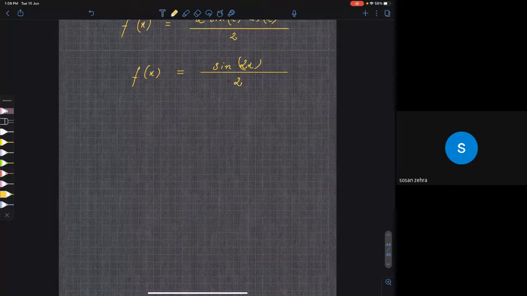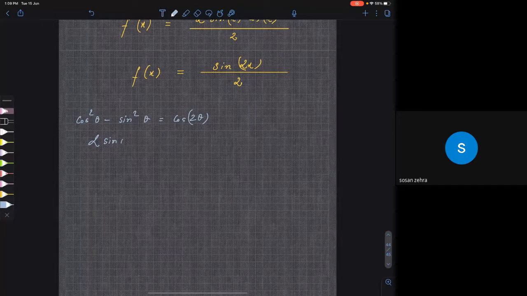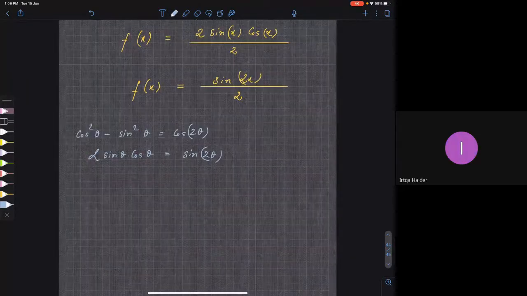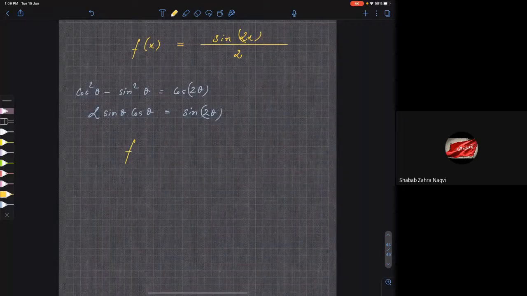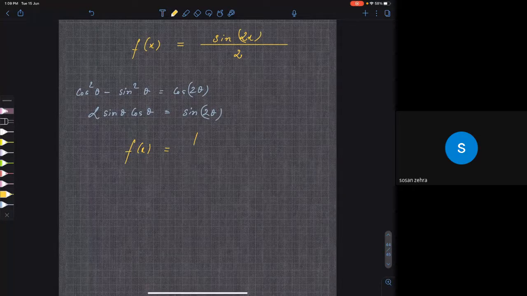See, we have this formula cos square theta minus sin square theta is equal to cos 2 theta. 2 sin theta cos theta equals sin 2 theta. How did we get this? We got this formula from sin a plus b and cos a plus b when a equals b. Remember? So, I got my function. What is my function? Half of sin 2x.